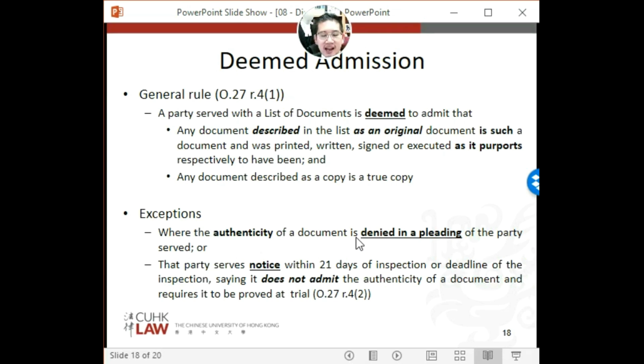Either it has already been denied in the pleading. So in the earlier stage in the pleading, I already said your will is forged, so then there's no deemed admission. Or you can also serve a notice within 21 days of inspection and say, I do not admit authenticity, you prove it. You hire your handwriting expert and prove it is authentic at trial.